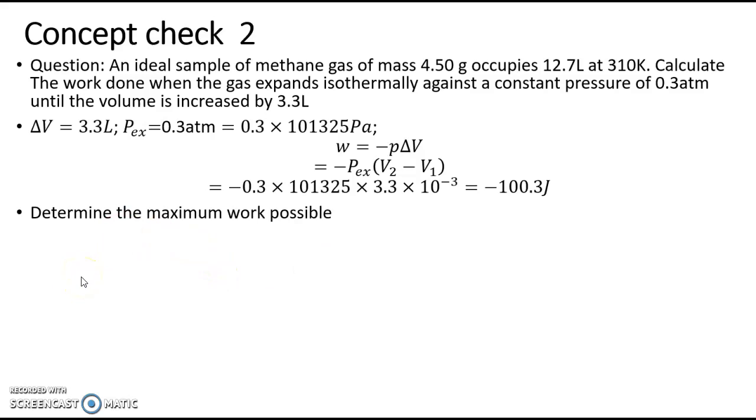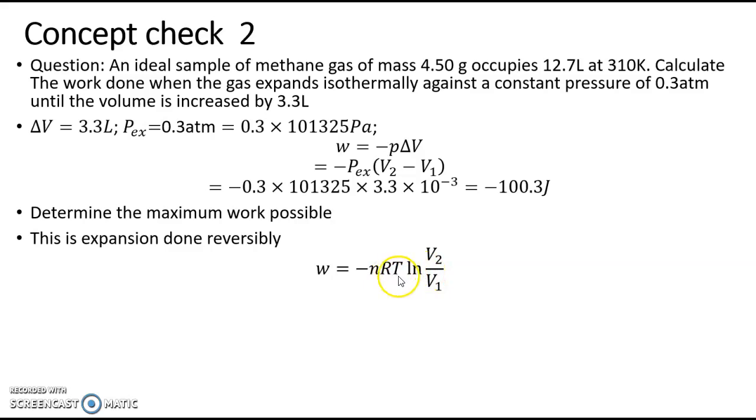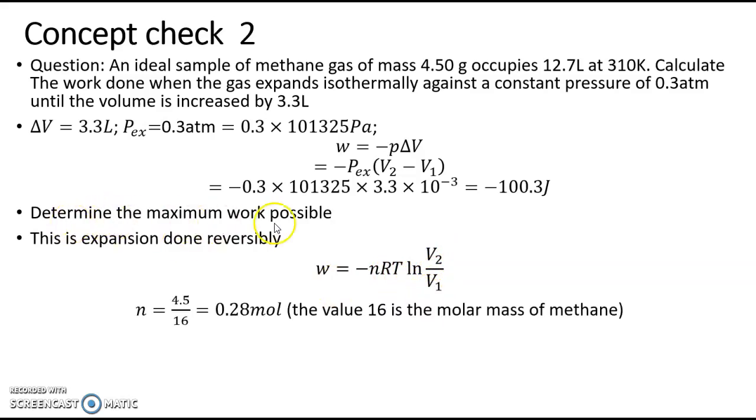The maximum work possible is always the reversible work done. So that's the maximum work that the system can do at that temperature. So this is w equals minus nRT ln V2 over V1. So that's the second part of the equation. n is 4.5, that's the mass, divided by the molar mass of methane. Methane is CH4, carbon is 12, and we have 4 atoms of hydrogen. Hydrogen is 1, so that's 4 plus 12, 16. And we arrive at 0.28 moles.